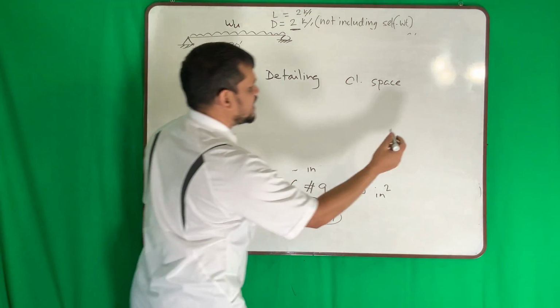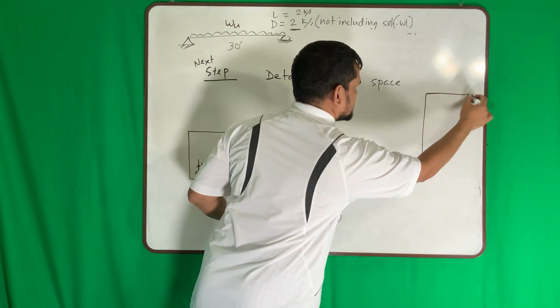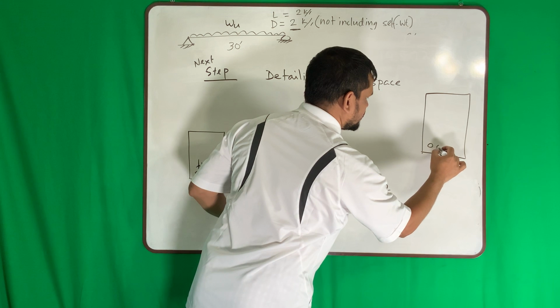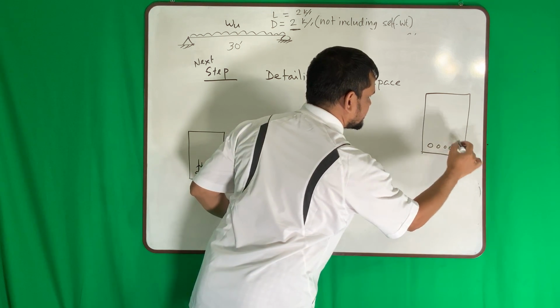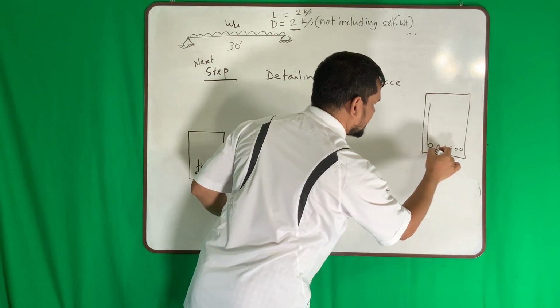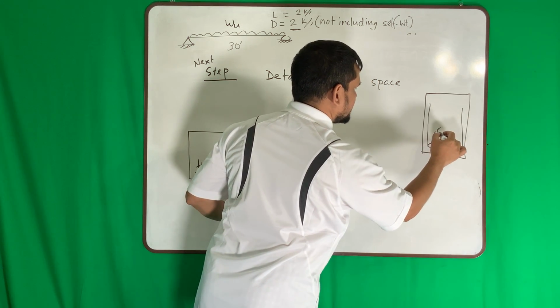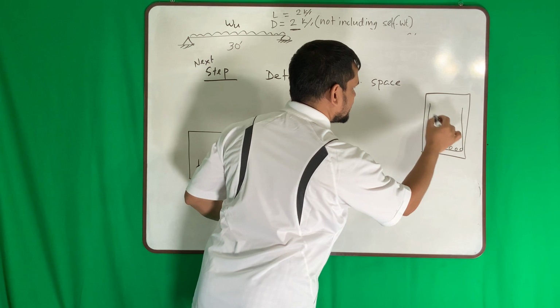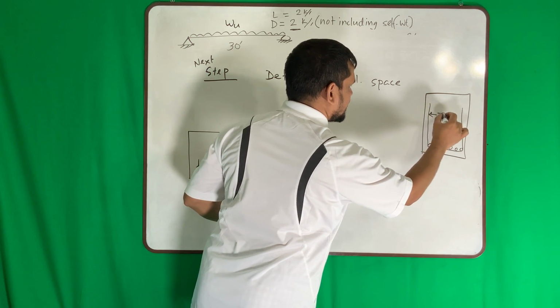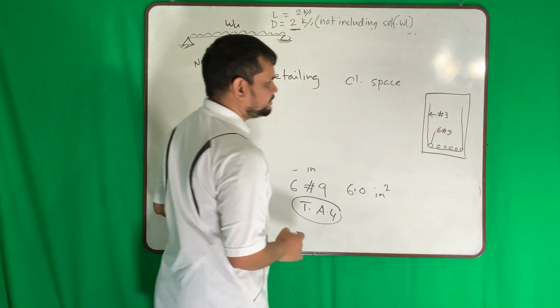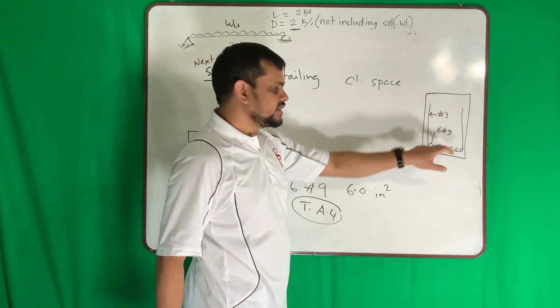Okay, I am drawing here so that you can see better. 1, 2, 3, 4, 5, 6, and I will provide a tie. This bar is how many? 6 number 9. So tie bar will be number 3. Why 3? Main bar is less than 10.